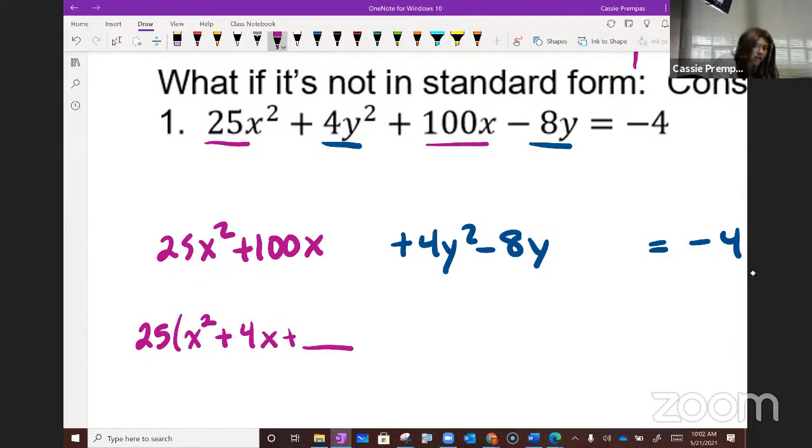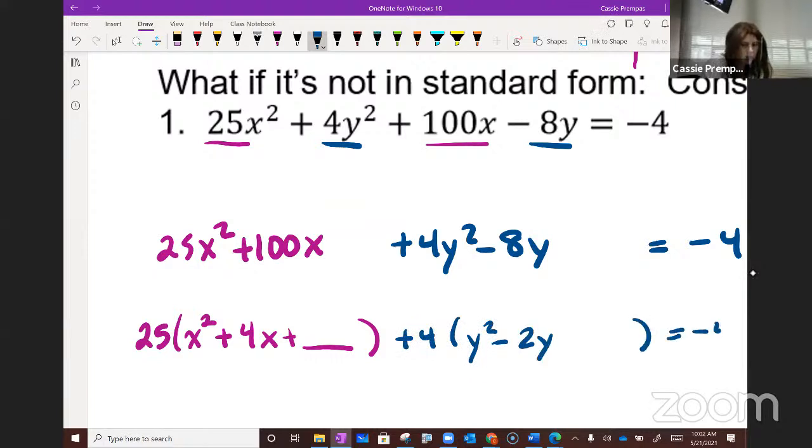Now I'm going to complete the square in the parentheses. But let me go ahead and factor out those y's first. What am I going to factor away from the y terms? 4, good. So if I factor out a 4, I'll have y squared minus 2y. And then I still have is equal to negative 4. Now that I've factored that guy away, I can complete the square.